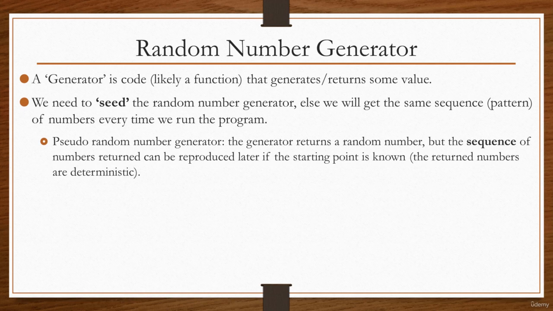Now the important thing is we need to seed this random number generator, otherwise we will get the same sequence or pattern of numbers every time we run the program. Now this is a pseudo random number generator. The generator returns a random number, but the sequence of numbers returned can be reproduced later if the starting point is known. So in other words, the returned numbers are deterministic. So if you have the same starting point each time, such as 0, then it's going to generate the same sequence of numbers each time. If you don't get this right now, it will make more sense when I actually show you some of the examples.